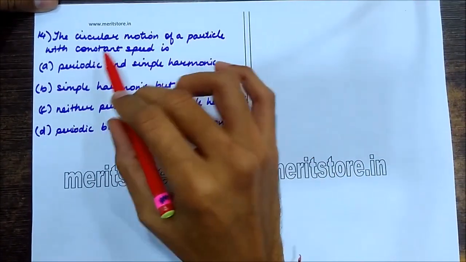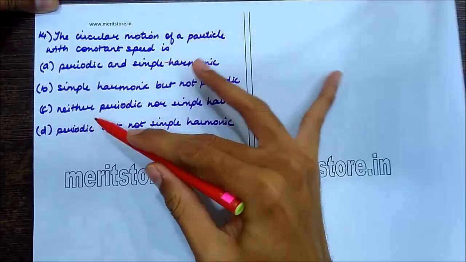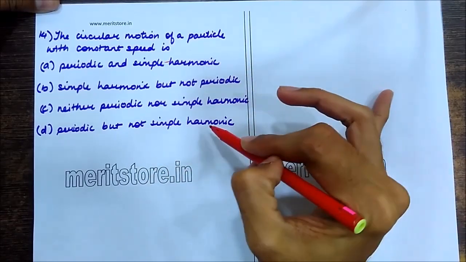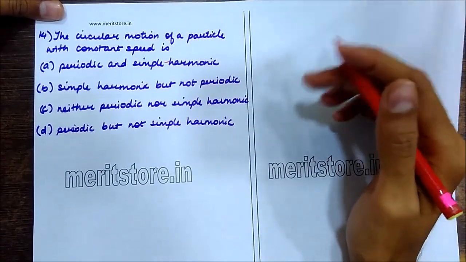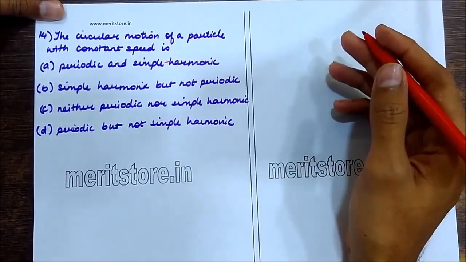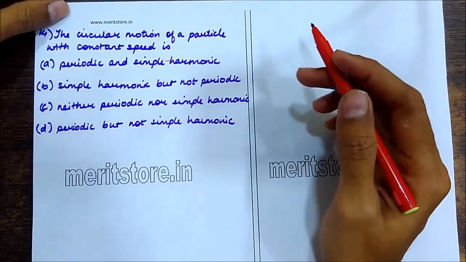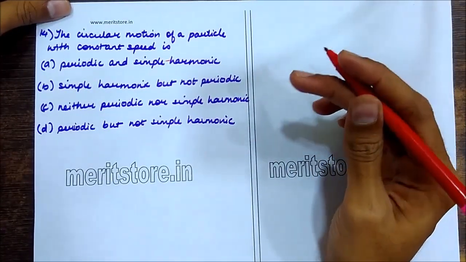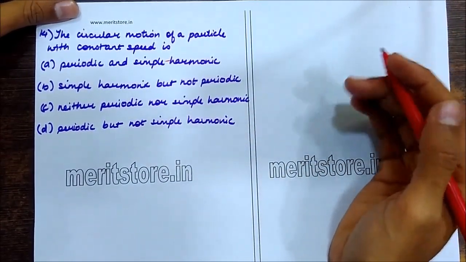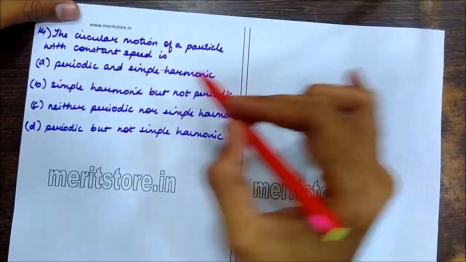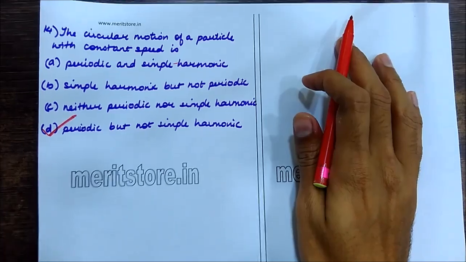The circular motion of a particle with constant speed is: periodic and simple harmonic, but not periodic, neither periodic nor simple harmonic, or periodic but not simple harmonic. Okay, circular motion. A particle performing circular motion with a constant speed, its motion is periodic, but it cannot be simple harmonic, as it is not going to and fro about a fixed point. So we cannot say it is periodic and simple harmonic, but the circular motion with the same speed, we can say it is periodic. So the option is D, it can be periodic but not simple harmonic.